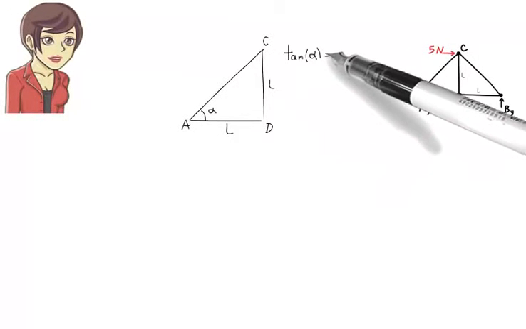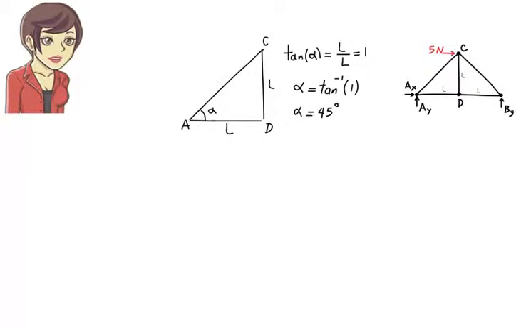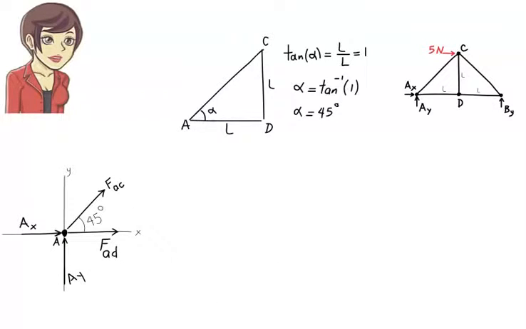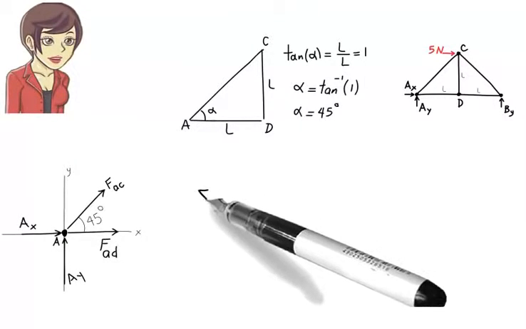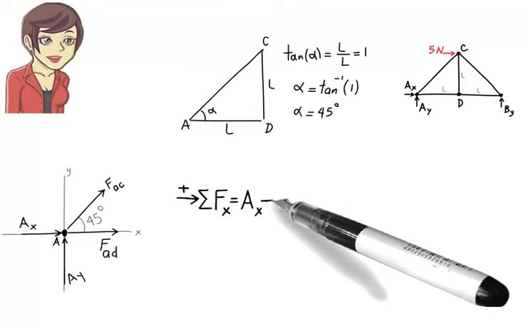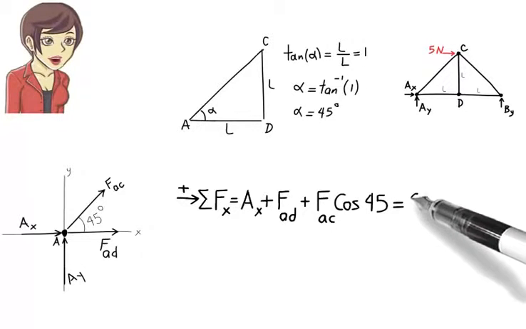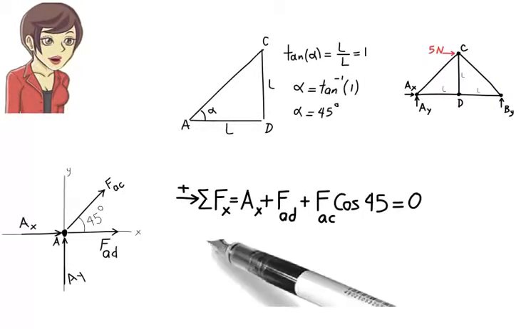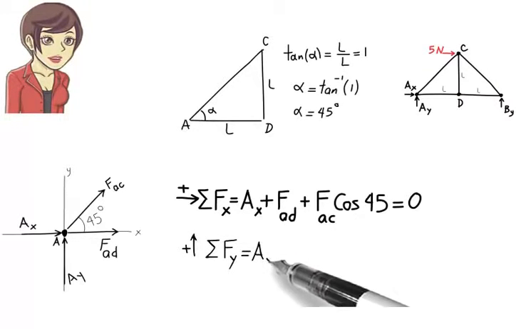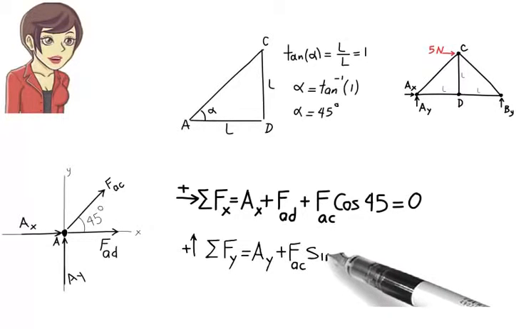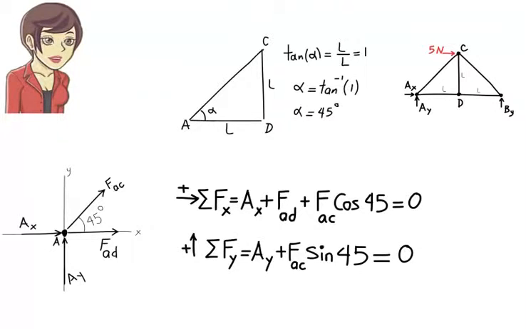Let's see how this works for joint A. Using the geometry of the truss, we can calculate angle alpha. It is 45 degrees. Then we can write sum of the forces in the x direction equals AX plus FAD plus FAC cosine 45 equals 0. And sum of the forces in the y direction equals AY plus FAC sine 45 equals 0. Note that we have 4 unknown forces, but only 2 equations here. It is not possible to find these unknowns yet. Let's number these equations 1 and 2. We need to repeat this formulation for the other joints as well.